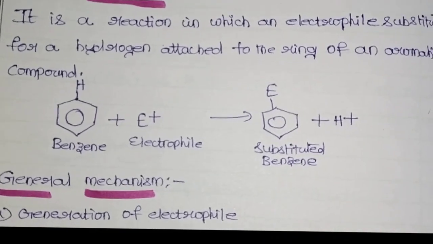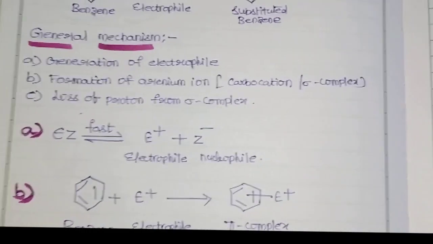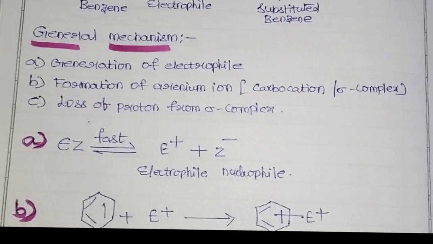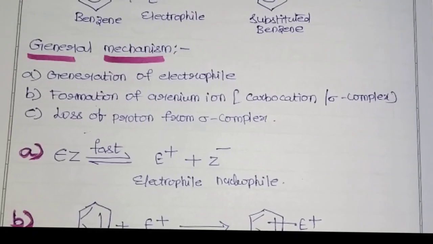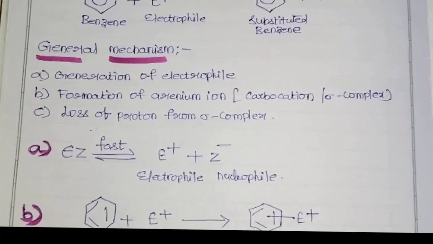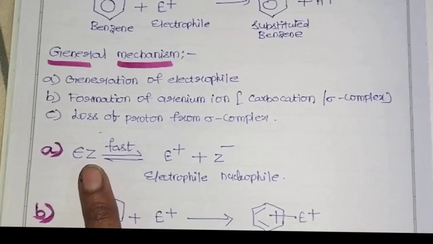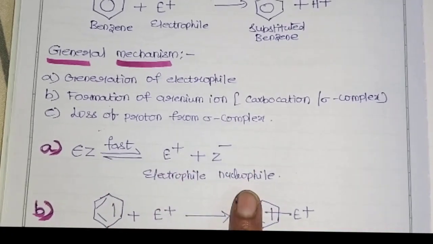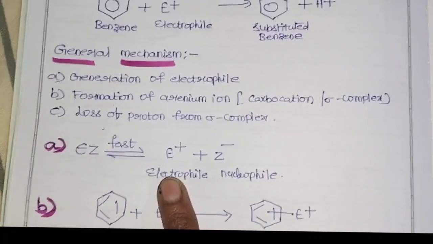So how does it occur? What is its mechanism? It occurs in 3 steps. The first step is generation of the electrophile. Before attacking, the electrophile should be generated, right? In this fast, reversible reaction, the electrophile and nucleophile are generated. So electrophile generation is the first step.